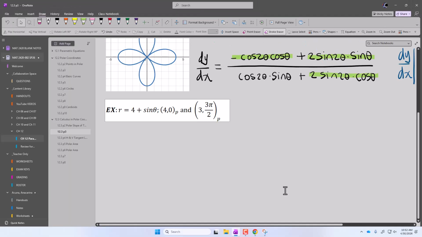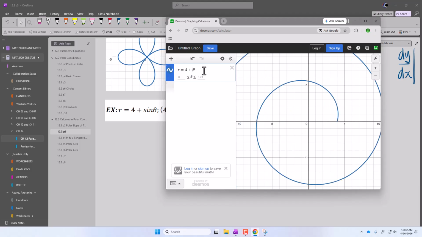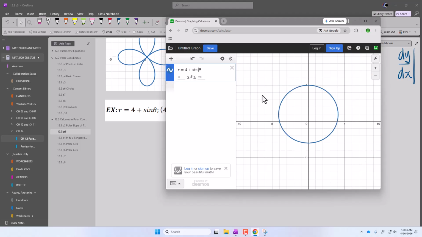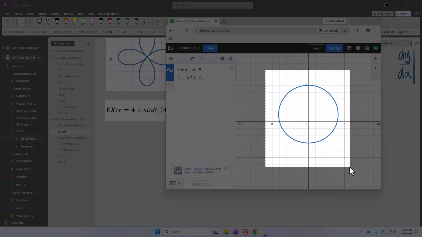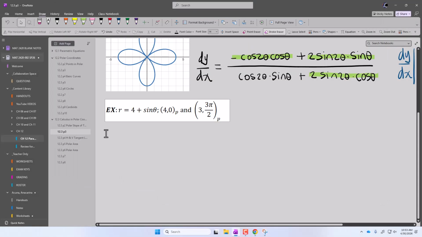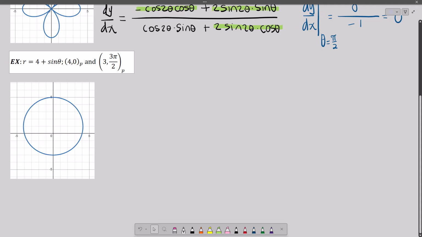So let's just go to Desmos real quick and change this to 4 plus sine of theta. So this is a shifted, it looks like a circle. Now we don't know for sure if it's a circle until we do some more math, but it does look like a circle. But this is not one that you need to know. You do not need to know this one. All right, so let's plop it in there. So certainly looks like a circle. All right, let's do the math though.